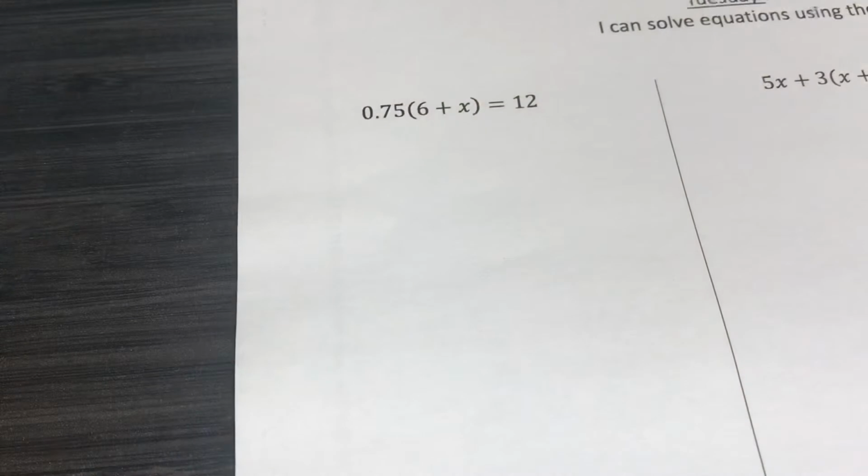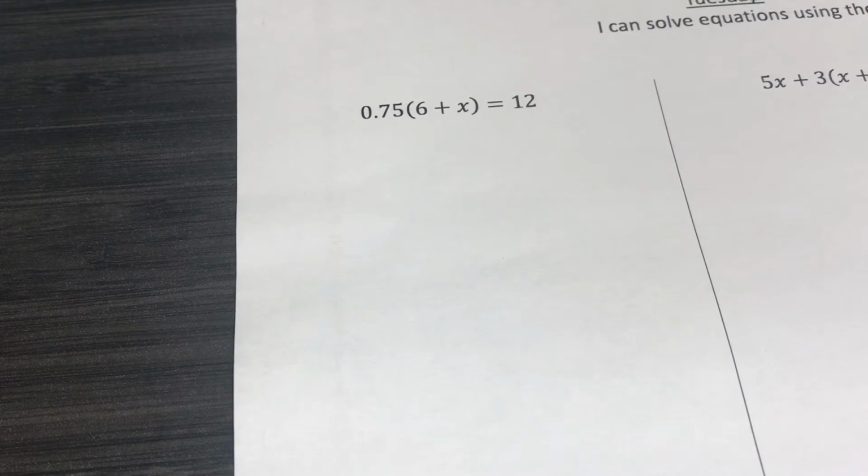So remember, today we're working the distributive property. Distribute just means multiply. You distribute when you have a number in front of a set of parentheses where you cannot combine the like terms within the parentheses. So let's look at example 1.